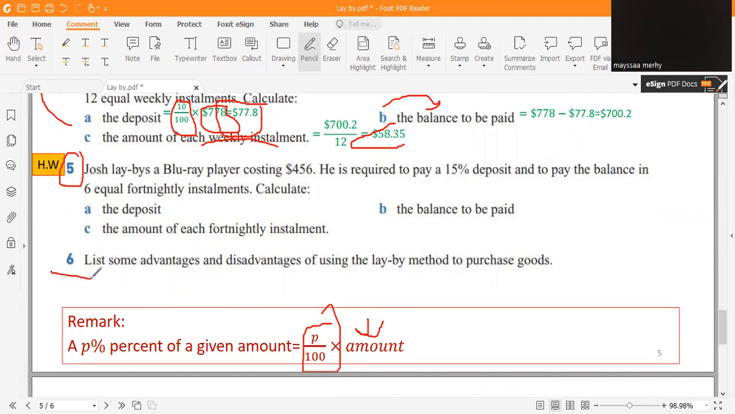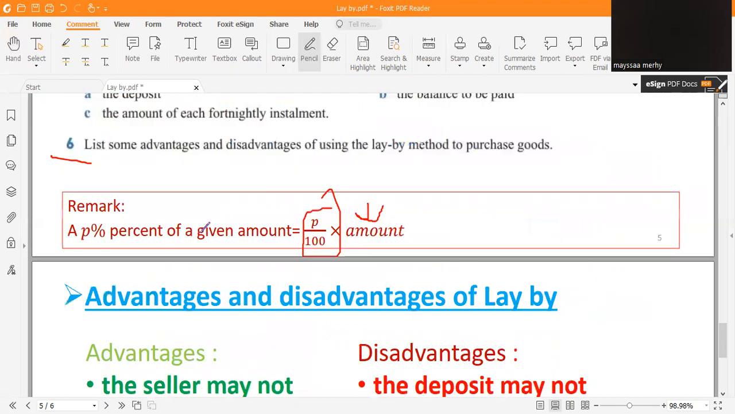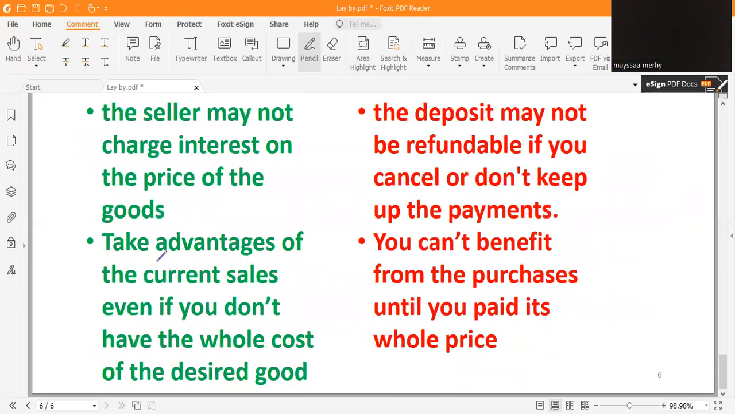So in the last exercise they ask us to list some advantages and disadvantages of using the lay-by method to purchase goods. So, advantages and disadvantages of lay-by. I will list two advantages and two disadvantages of the lay-by agreement. So normally, as advantages, we can say that the seller may not charge interest on the price of the goods, and we can take advantage of the current sales even if we don't have the whole cost of the desired good.